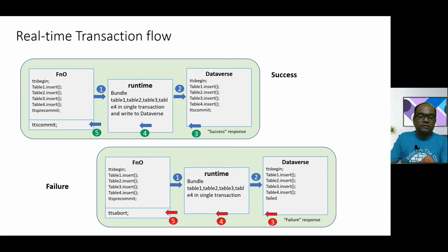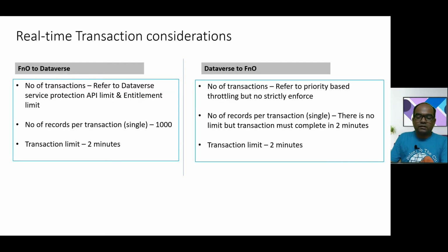from the Dataverse perspective. Now let us move on to our next slide and try to understand the details of real-time transaction considerations. You can read this slide from left to right, and I will just highlight a couple of observations from my end. One of the observations from FNO to Dataverse is the number of transactions. I would request you to refer to the Dataverse Service Protection API limit, which is available on docs.microsoft.com, as well as your entitlement limit. Whenever transactions are synchronizing from FNO to Dataverse, a service protection API limit is tagged along with the entitlement limit.